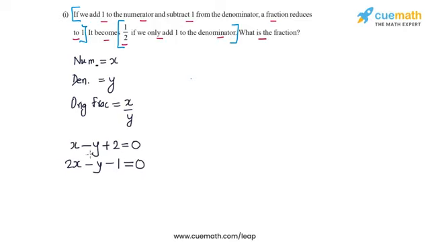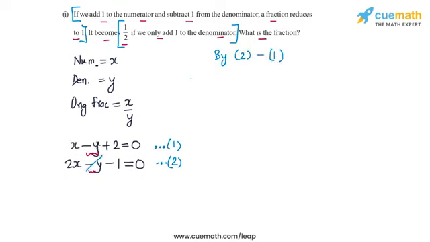We can see that the coefficients of y in both the equations are the same. In the first equation, the coefficient of y is minus 1. In the second equation, it's also minus 1. So all we need to do is subtract these two equations, and that will eliminate y. Let's call these equations 1 and 2, and now let's do 2 minus 1.